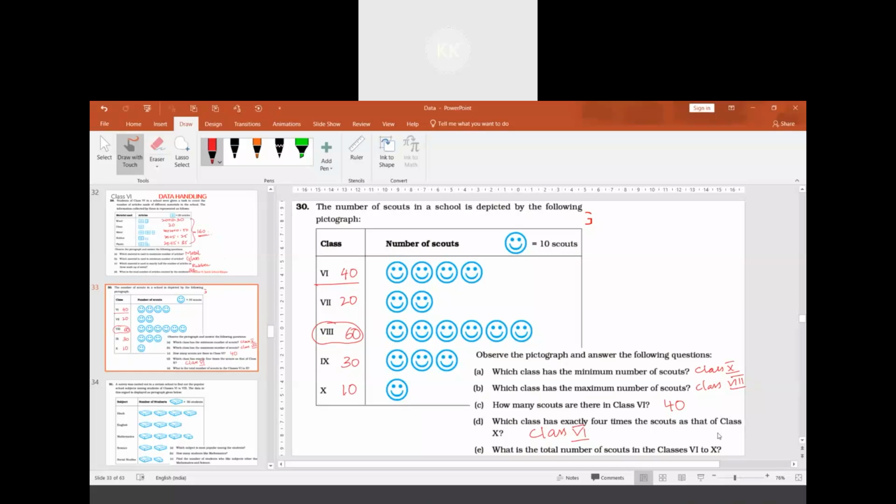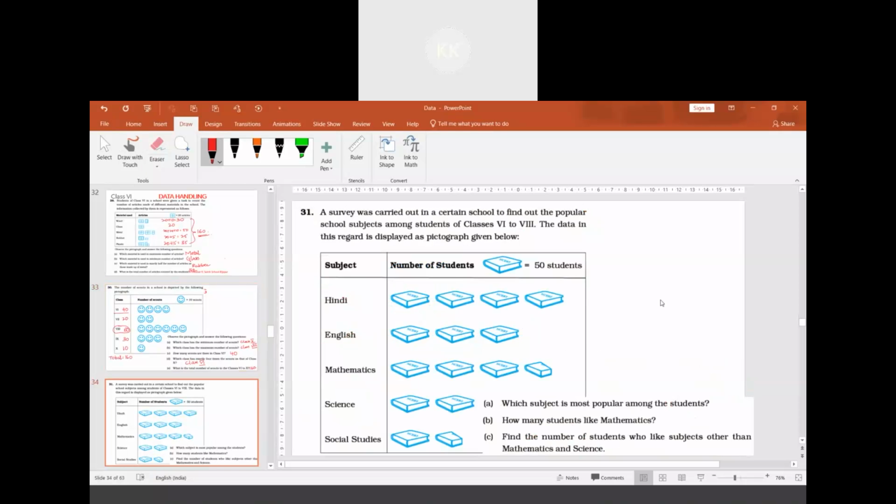What is the total number of scouts in class 6th to class 10th? We need to add them. 10 plus 30 is 40, plus 60 is 100, 120, 160. So total we are getting it as 160. This question is also very easy to do.